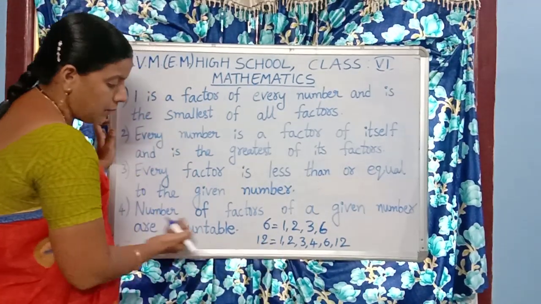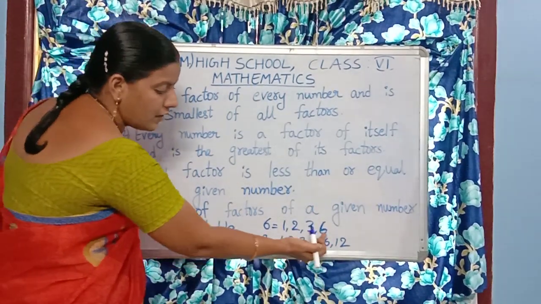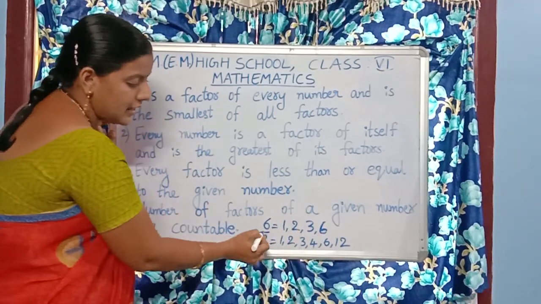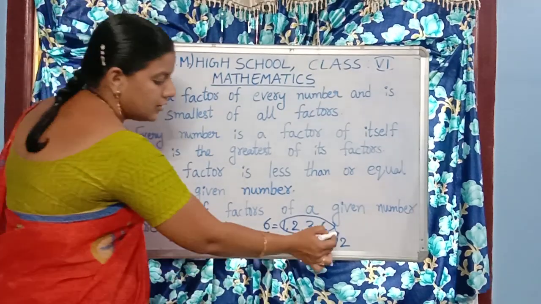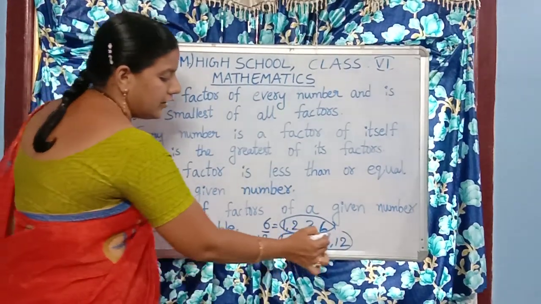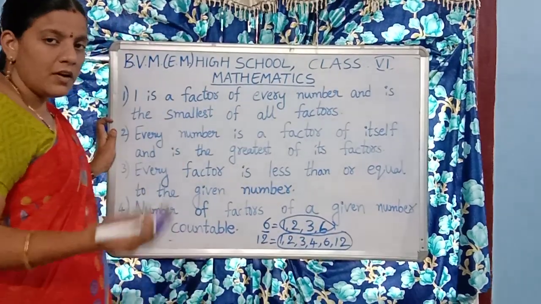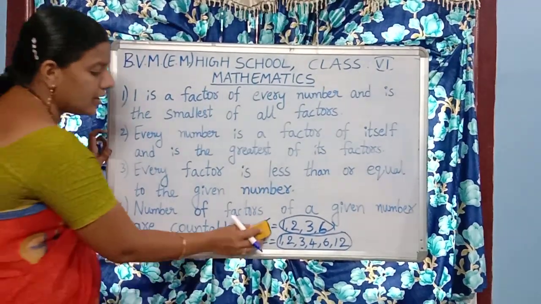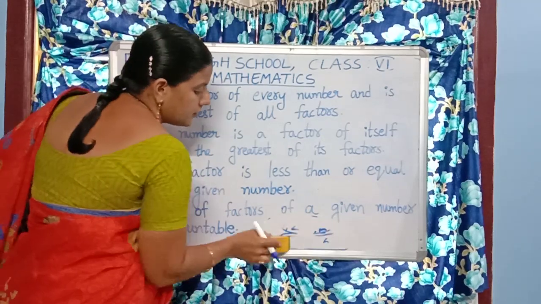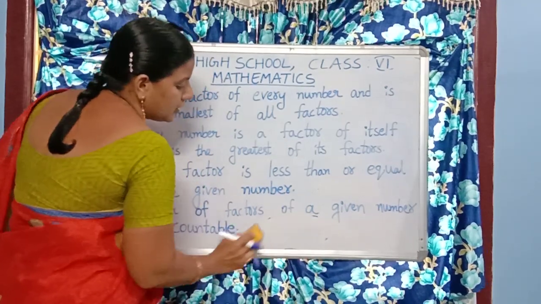So, for 6 there are 4 factors, and for 12 there are 6 factors. For every number, the number of factors is countable only. Note down all of you, children. Note these points.